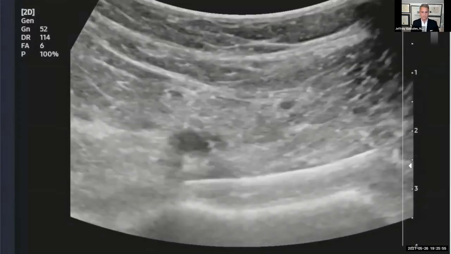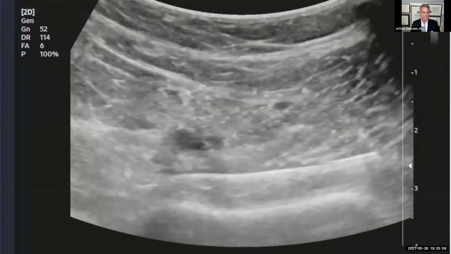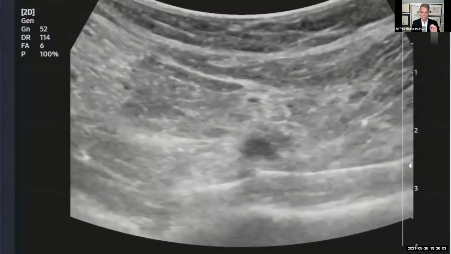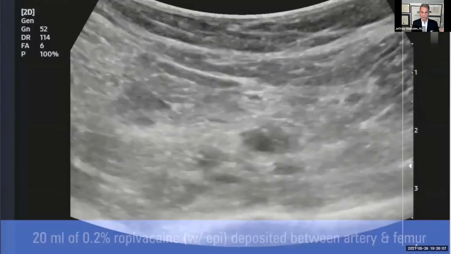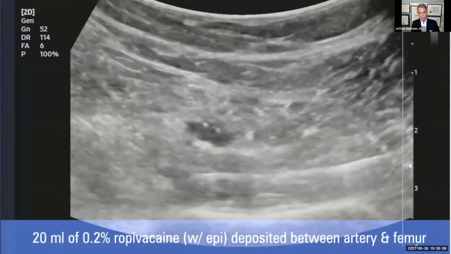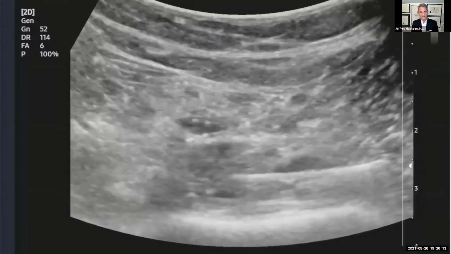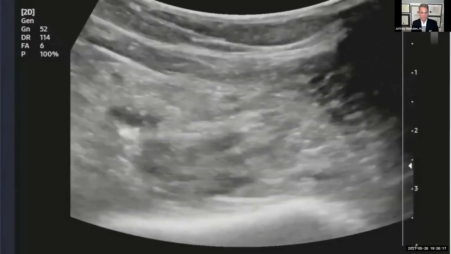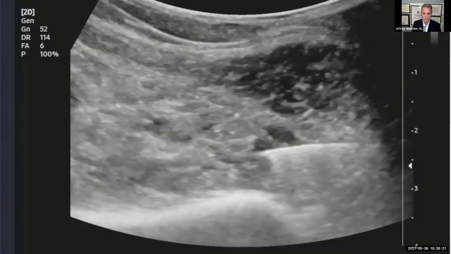I have colleagues that do it in a frog leg position and they can sneak the probe in that way. It doesn't seem to matter in terms of efficacy or safety, as long as you can see that needle coming from side to side. And then as you pull the needle back, you're depositing that local, and you can see the artery sort of elevate up off the bone, that space. So all those little fine articular fibers get blocked.